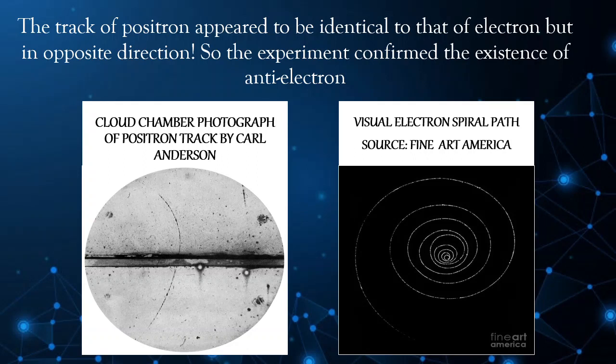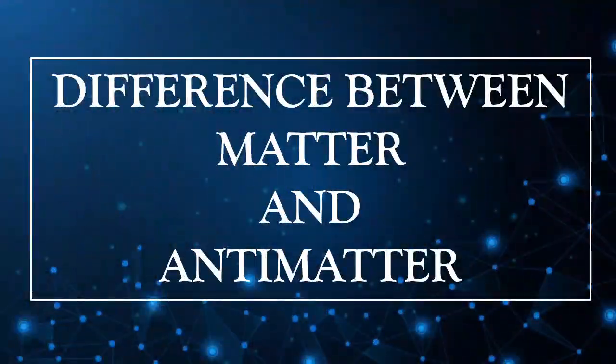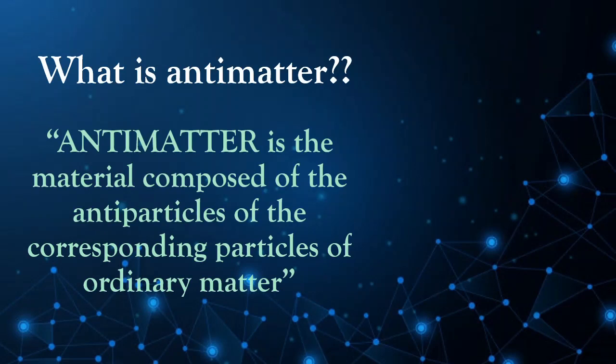So, the experiment confirmed the existence of the anti-electron. Let's move to the next topic: the difference between matter and antimatter. So, what is the formal definition of antimatter? Well, antimatter is the material composed of the antiparticles of the corresponding particles of ordinary matter.